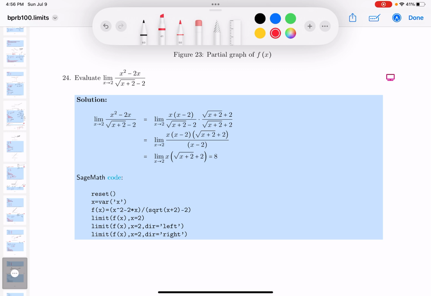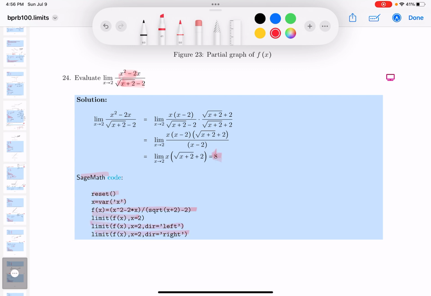All right, so again, we're looking at something that might be difficult to graph out. Let's hold off on that for a second and just look at Sage. So we're doing Sage over here. Reset, define a variable. Define the function as written, by the way. Do the limit as x approaches 2. Do the limit as you approach 2 from the left, and the limit as you approach 2 from the right.